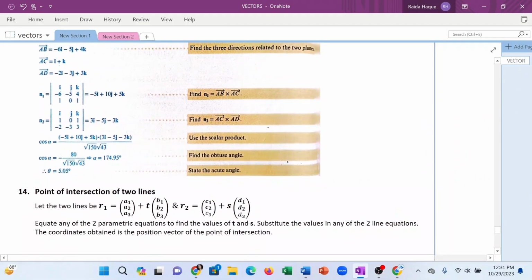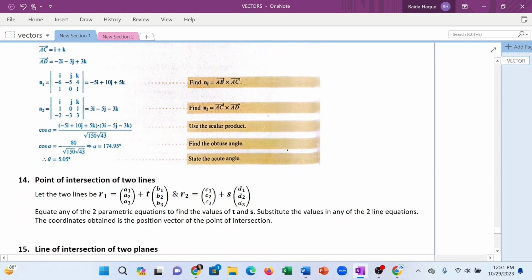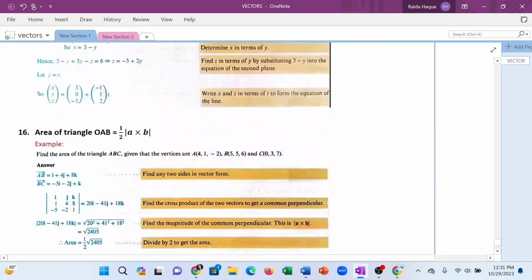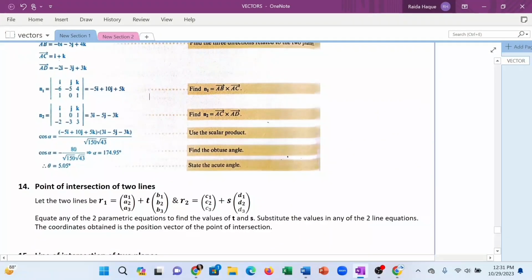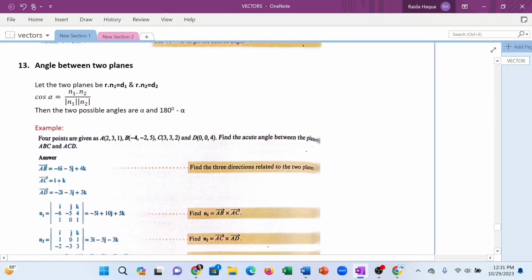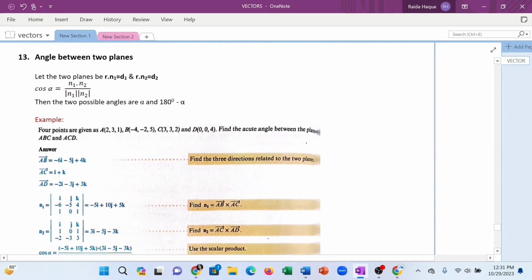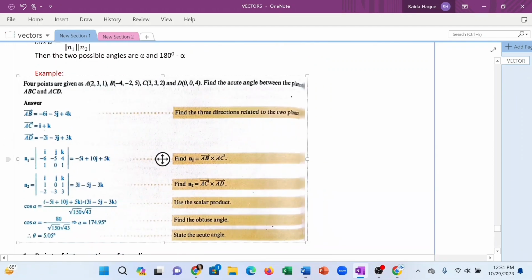Now, how do we find the point of intersection between two lines? Viewers, please bear with me. We only have a few formulas left, all the formulas of this chapter, and then we will move on to specific questions and solve them. So let's get started.